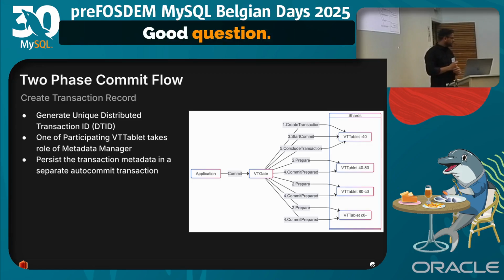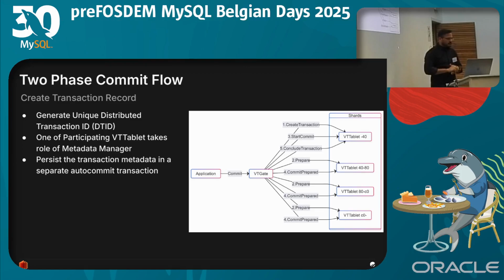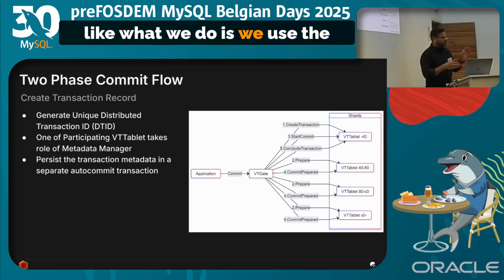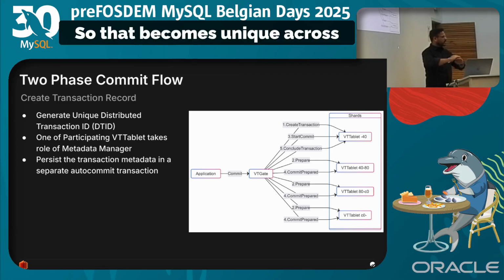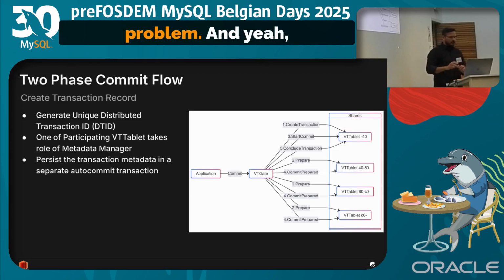and it's persisted in a separate independent transaction. Quick question: is this limited to shards in the same key space, or can it? No, across shard, any key spaces. Okay. So while generating the unique IDs, we use the key space and the transaction identifier and an ID number, so that becomes unique across any key space or shard. So that's how we solve that problem.